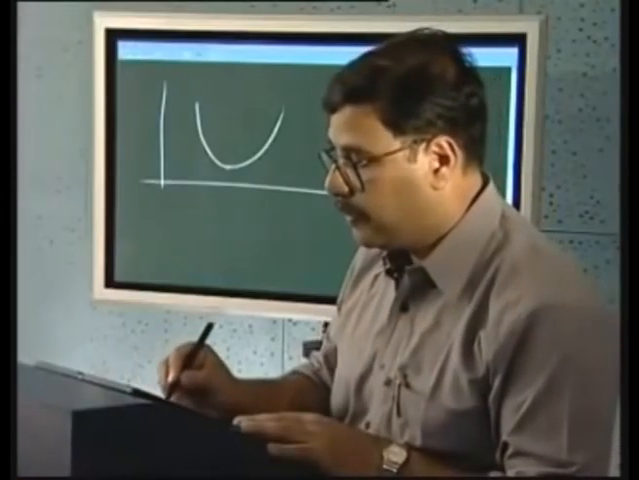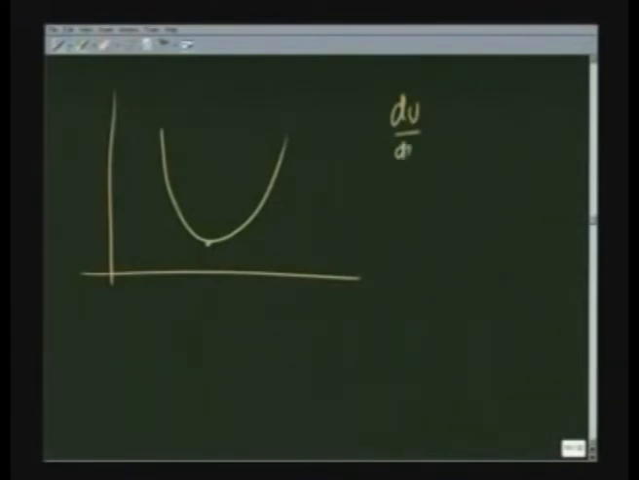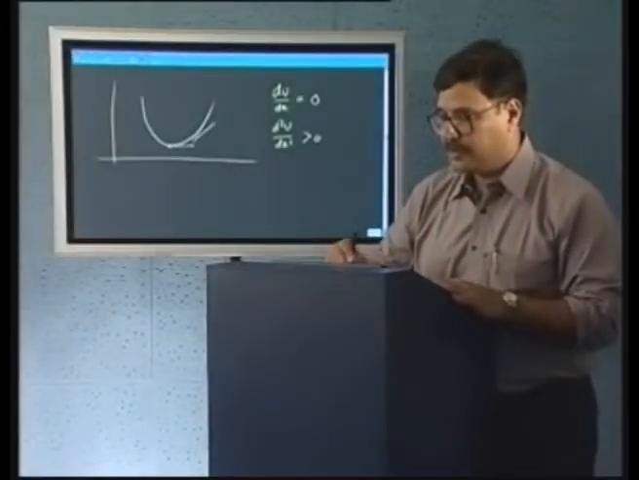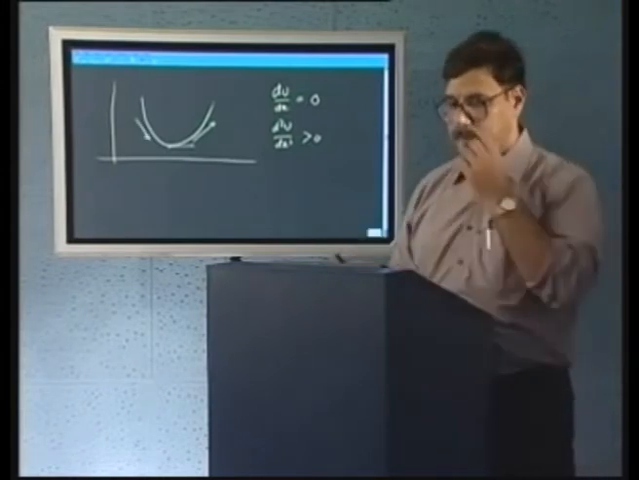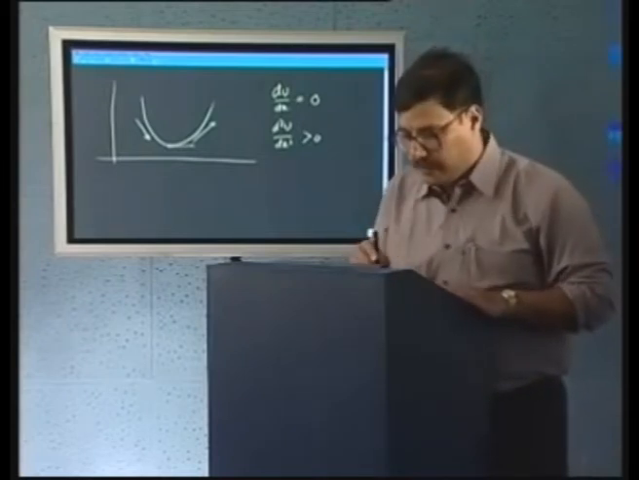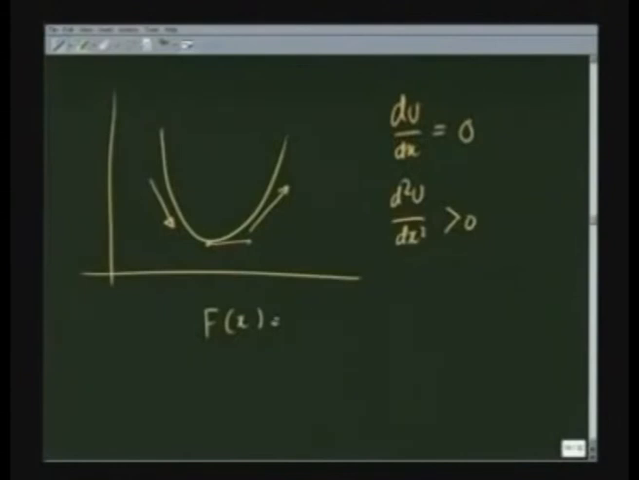or a minimum. At a minimum, du/dx is again 0 and d²u/dx² is greater than 0, and therefore as you go towards the positive x side, the slope is positive, on this side the slope is negative, and therefore F(x), which is minus du/dx, is going to be less than 0 for x greater than x min, and is going to be greater than 0 for x less than x min.